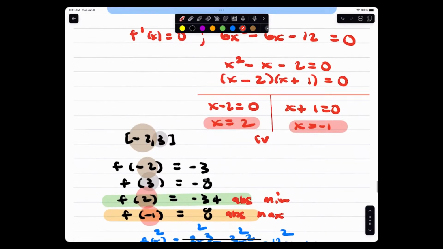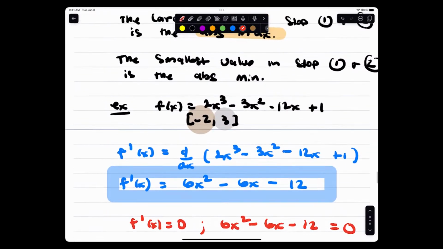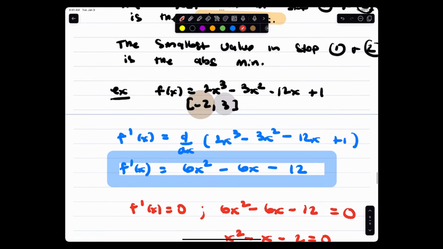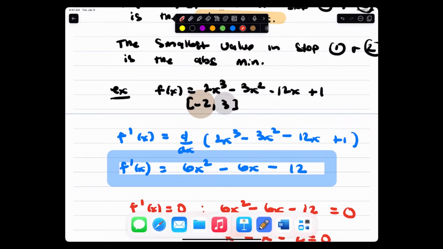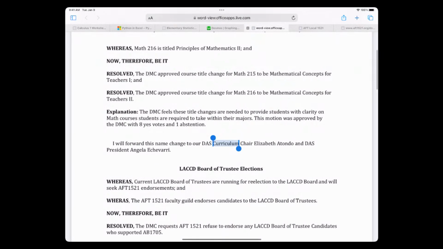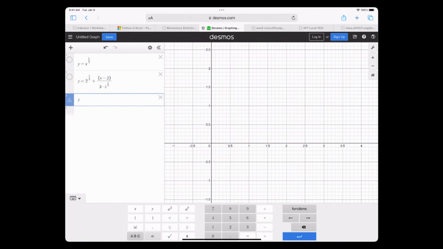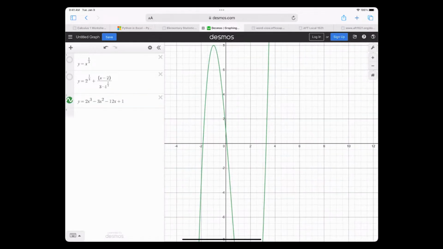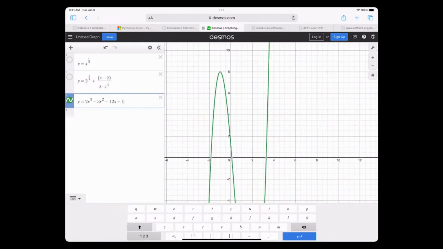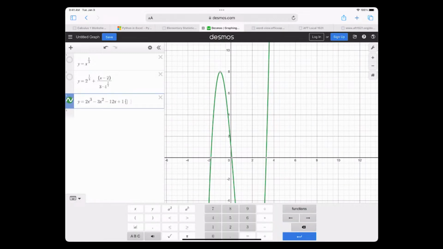So, you know, we can double check that in Desmos. We don't have any time, though. What is that? 2x cubed minus 3x squared minus 12x? Does Desmos even work? That 2x cubed minus 3x squared. Is that minus 12x plus 1? Okay, and then the interval, what was that interval? Do you guys remember? From negative 2 to 3?